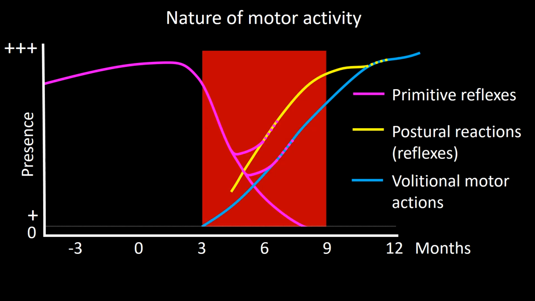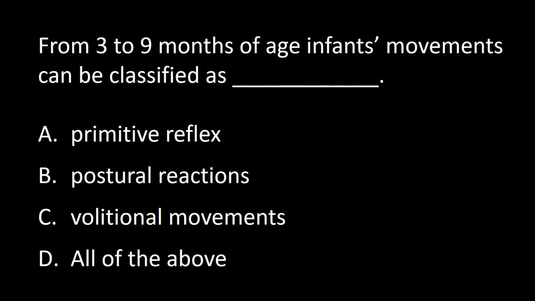Between 3 and 9 months of age, we find the 3 types of motor activity. So the answer to this question is D.